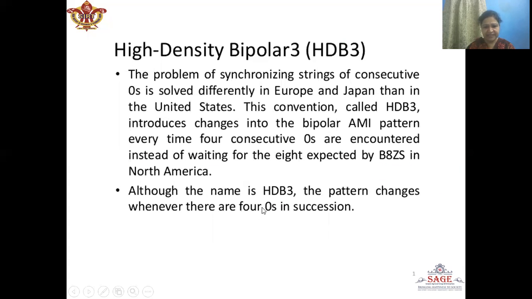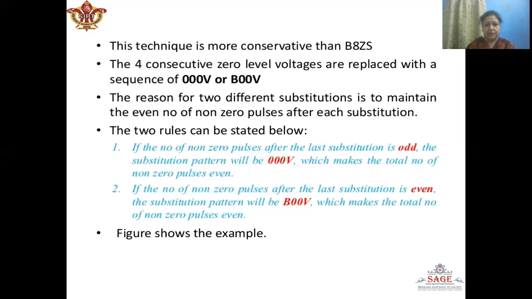Now in high density bipolar 3, the pattern changes whenever there are 4 zeros in succession. So here the 4 consecutive 0 voltage levels are replaced with the sequence 000V or B00V, depending on the case when the last substitution is made. So here we have 2 rules.